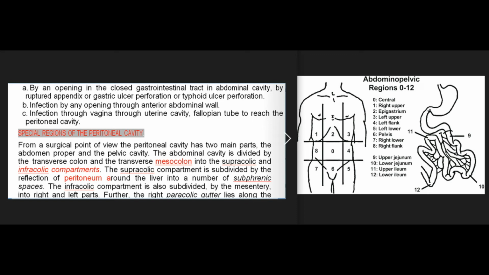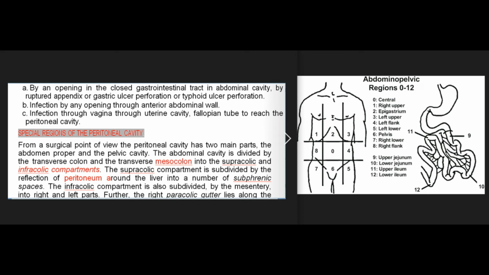Special regions of the peritoneal cavity. From a surgical point of view, the peritoneal cavity has 2 main parts, the abdomen proper and the pelvic cavity. The abdominal cavity is divided by the transverse colon and the transverse mesocolon into the supracolic and infracolic compartments. The supracolic compartment is subdivided by the reflection of peritoneum around the liver into a number of subphrenic spaces.